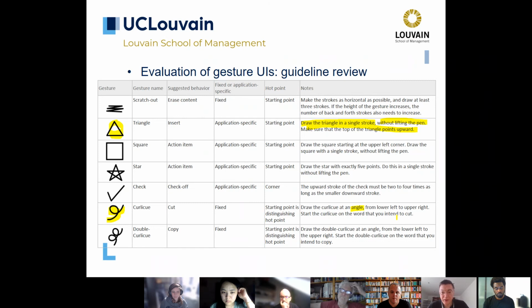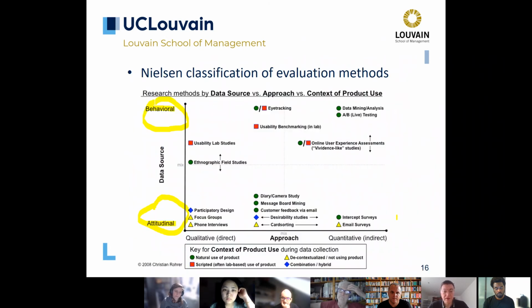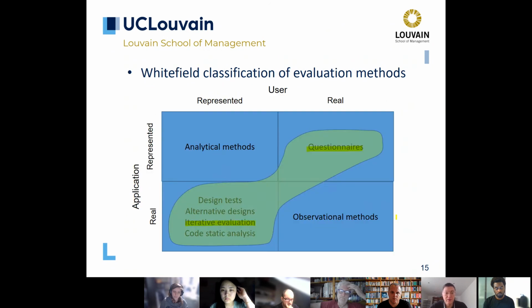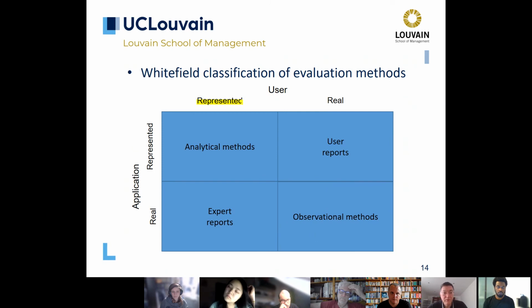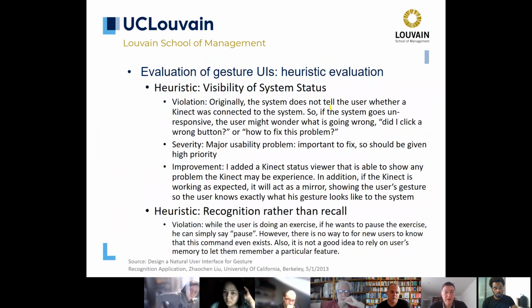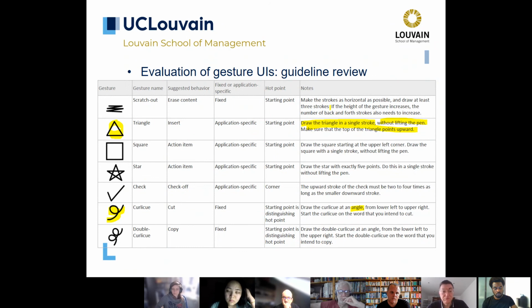So if we go back to my classification here, guideline review is where the user is represented by an evaluator, usually an expert, and the application is not really the real one, or maybe it could be real, but then it is basically an expert report. So guideline review is okay because an expert can perform a guideline review of the guidelines related to gestures, but of course this is not with a real user. So if I go back now to those guidelines, of course I can check them, but even if I have a perfect guideline review, I can come up with a gesture-based interface that is not usable enough.